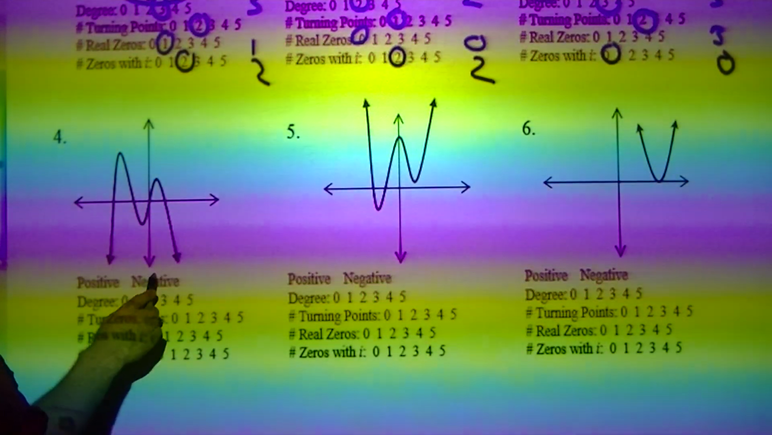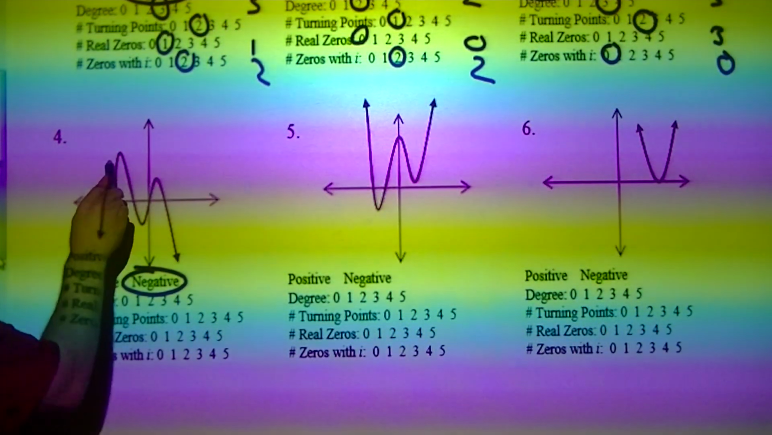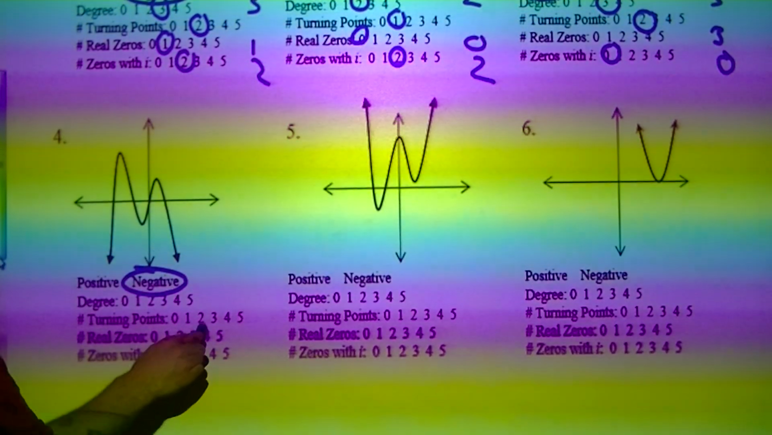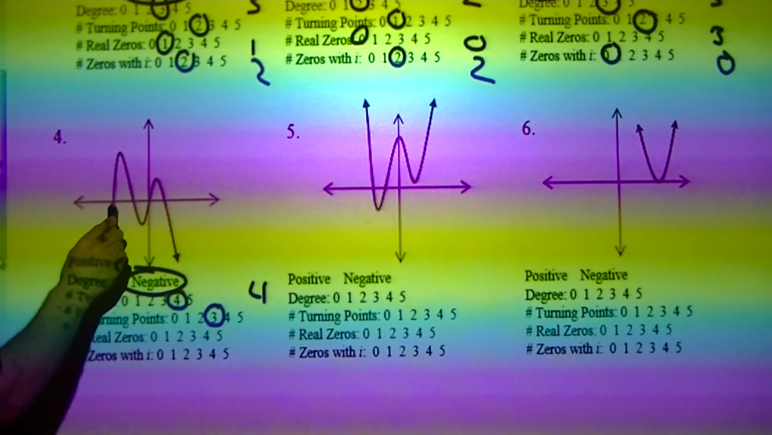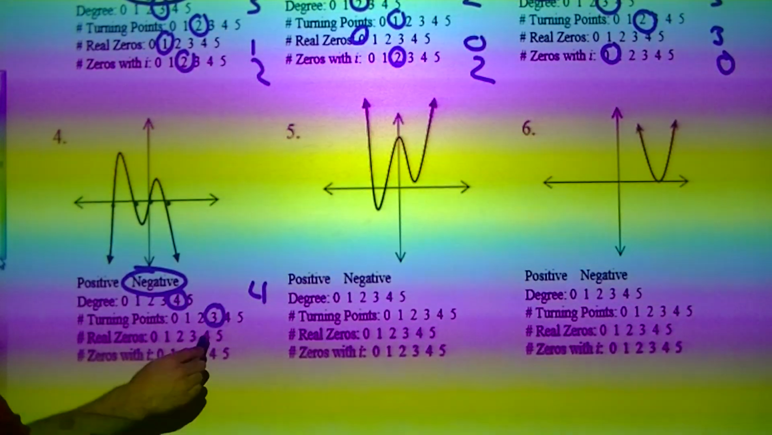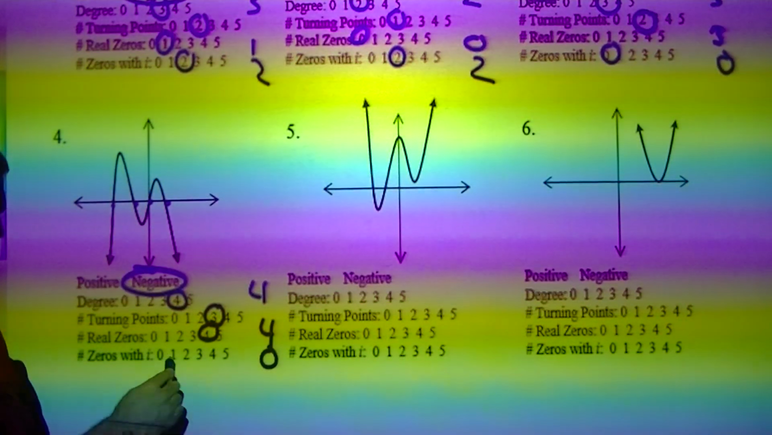Once again, these both are down. That's going to be negative. Okay, I got 1, 2, 3 turns. 3 turning points, degree 4. Okay, I got degree 4. It crosses 1, 2, 3, 4 spots. That means that imaginary has got to be 0.